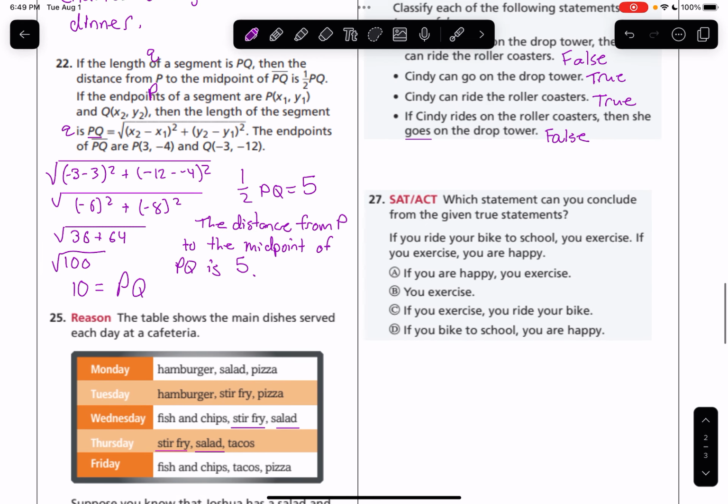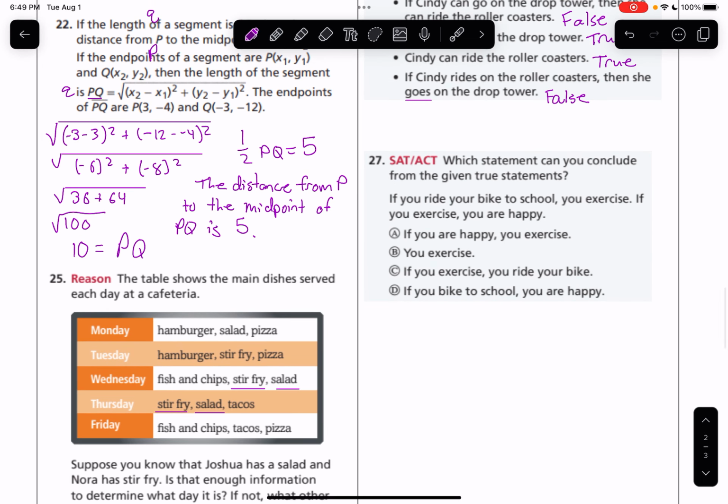And finally, number 27, which statement can you conclude from the true statements? If you ride your bike to school, you exercise. If you exercise, you are happy. Use the law of syllogism there. Easy question. If you ride your bike to school, you are happy. Unless maybe it's January, but we're not going to think about that.